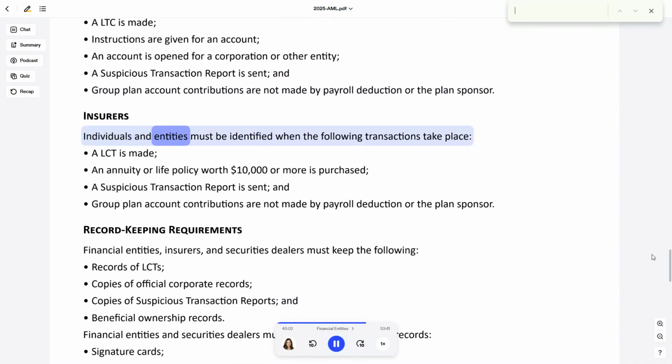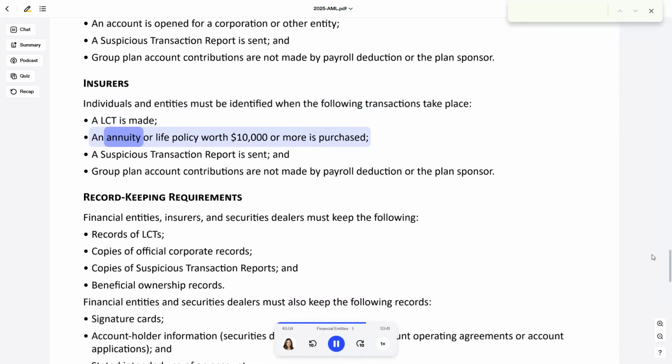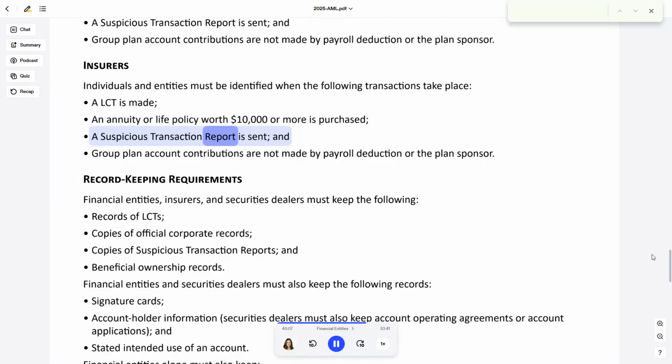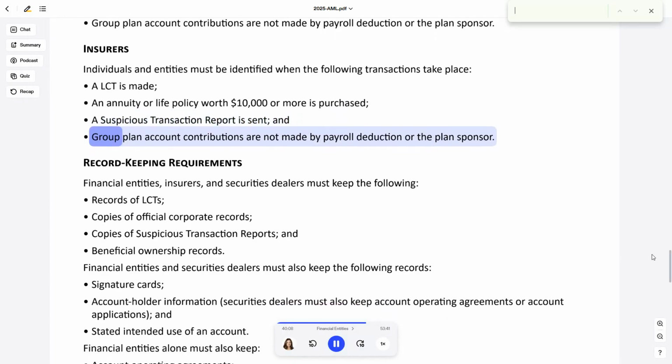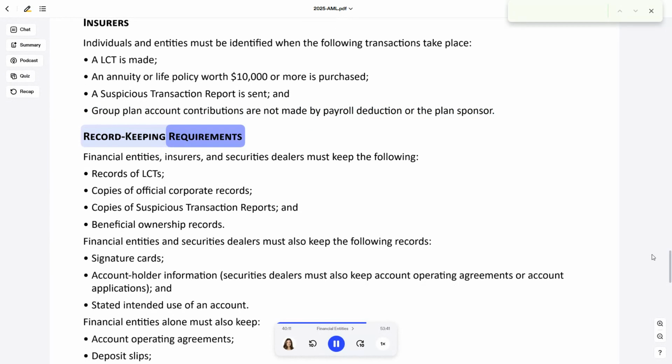Insurers. Individuals and entities must be identified when the following transactions take place. An LCT is made, an annuity or life policy worth $10,000 or more is purchased, a suspicious transaction report is sent, and group plan account contributions are not made by payroll deduction or the plan sponsor. Record-keeping requirements.